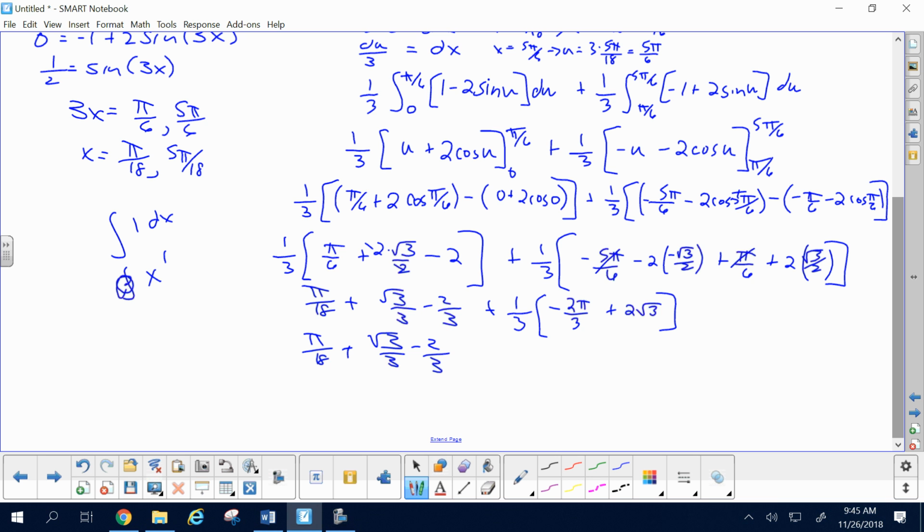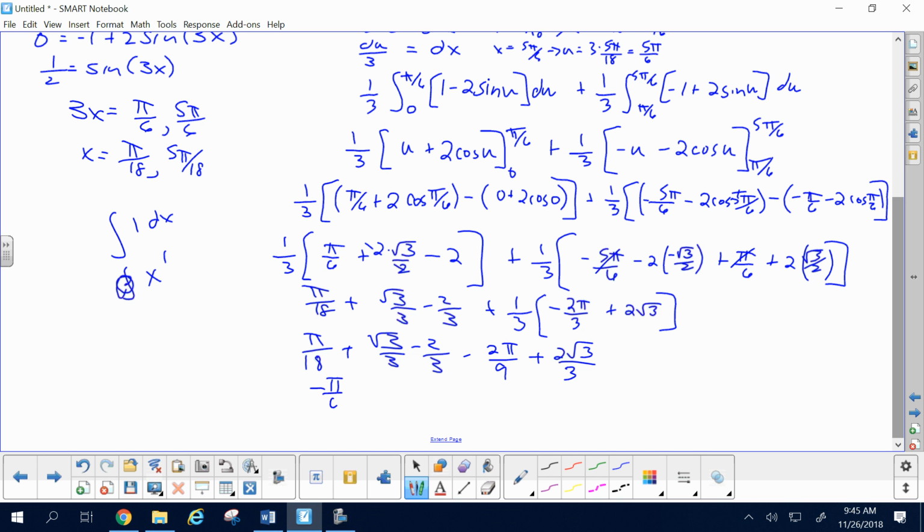When I distribute here, negative 2 pi over 3 times a third is negative 2 pi over 9, plus 2 root 3 over 3. We're almost done. What's the total of the pi terms? Negative 3 pi over 18. I agree. Negative 3 pi over 18, or negative pi over 6.